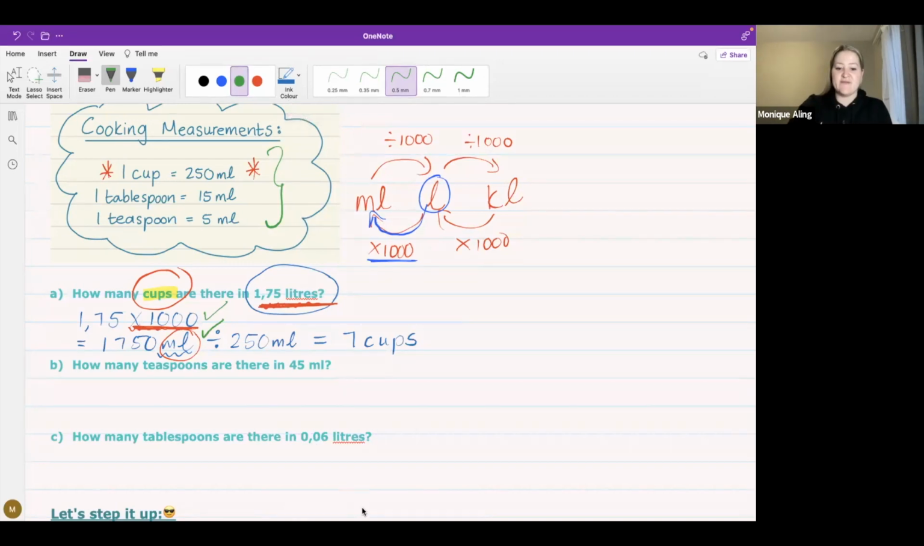Okay, do we have an answer for question B? How many teaspoons are there in 45 milliliters? Oh, you guys are winning. Nice. Okay, so this was actually a really nice, easy one.